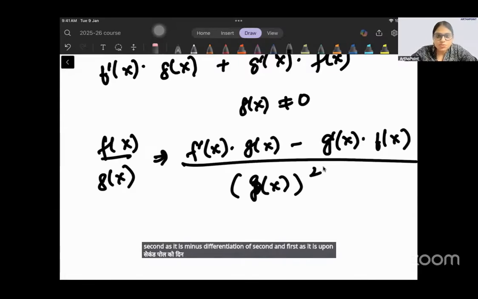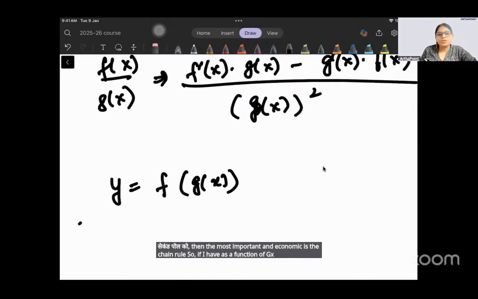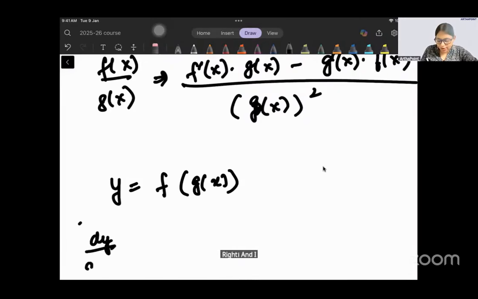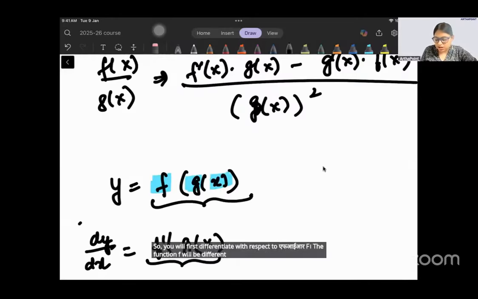Then the most important in economics is the chain rule. So if I have y as a function of g(x), and I have to find how y changes as x changes. So f is a function of g, g is a function of x. So you will first differentiate with respect to f. The function f will be differentiated, and then the function g will be differentiated. And this is called the chain rule.